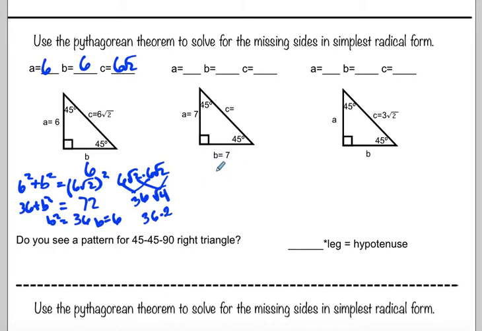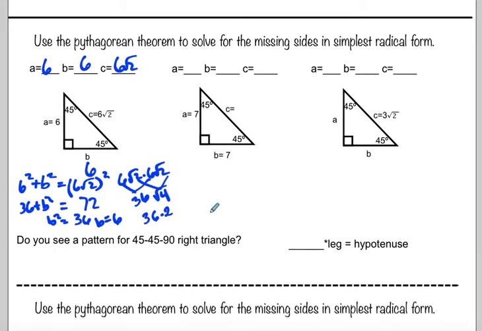Looking at the next one, we have 7 and 7. So you have 7 squared and 7 squared, and you're going to get c squared there. And so this is going to give you 7 root 2 once you're done. I'm just going to skip to that one to save time. So 7 root 2. So you have 7, 7, and 7 root 2.